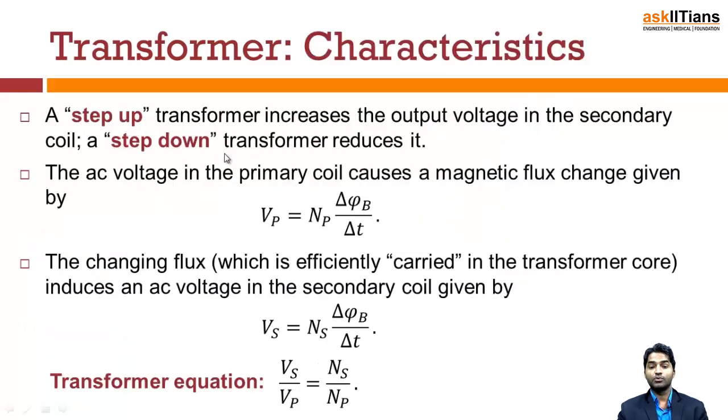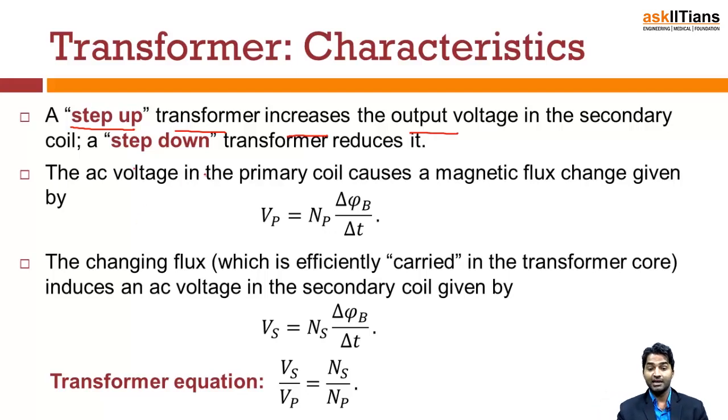Now, second, transformer characteristics. This is a very important part. We need to understand that a step up transformer increases the output voltage in the secondary coil, and a step down transformer reduces it. Actually, we must understand that EMF depends on the number of turns and the flux induced. When we consider mutual inductance for two coils, the flux is the same. Flux in one should be equal to flux in two, but the EMF will differ. That EMF will depend on the number of turns. So it is necessary to consider the number of turns.